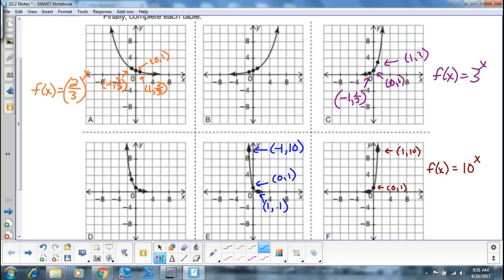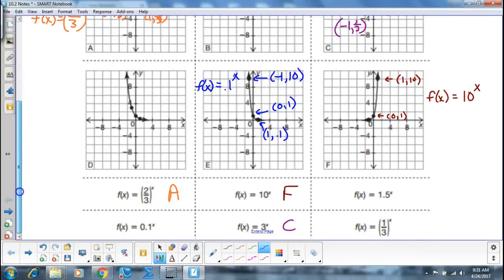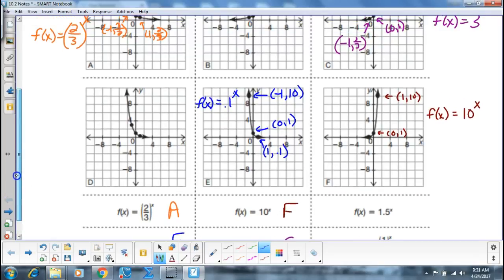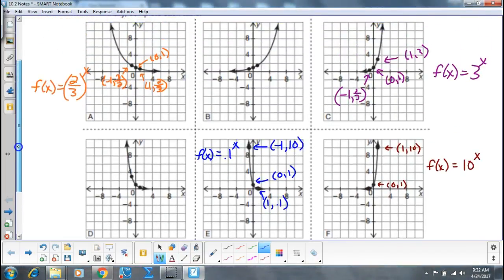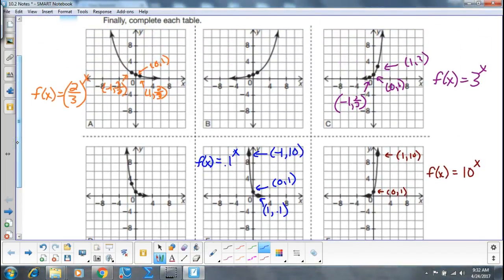Right? Okay. So this would be f of x equals 0.1 to the x power, which was this one. Okay. 50-50 shot for anybody. It's either going to be 1.5 to the x or it's going to be 1/3 to the x. And we can use some alternative justification here. Anybody? 50-50 shot. Somebody that hasn't answered yet.